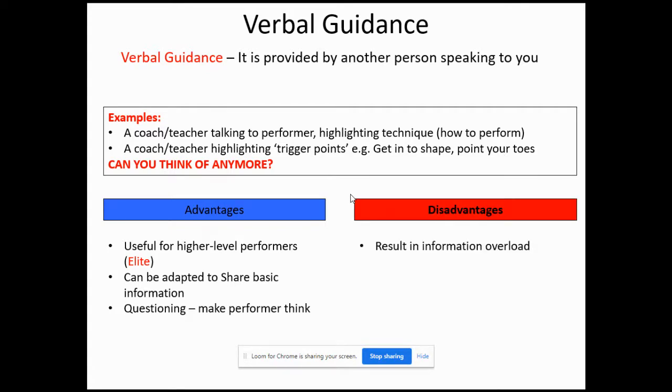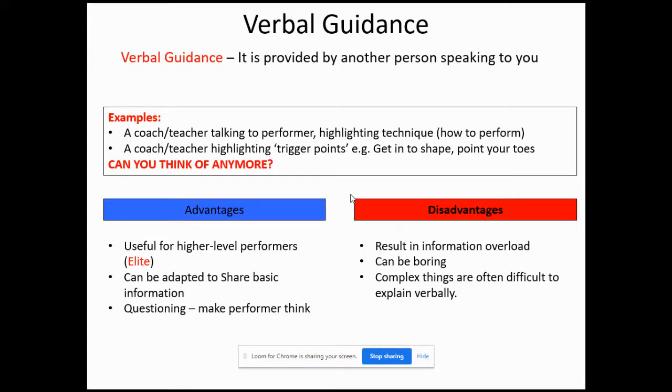Disadvantages are, it can result in information overload. That basically means if I give you too many instructions, you're going to be like, I've forgotten what you first said, so can you just make it a bit more simple for me? That becomes an issue for beginners, okay? You've got to make sure if you're giving verbal guidance to beginners, it's really concise. It can be boring, okay? Going over it so many times can be very boring for verbal guidance.